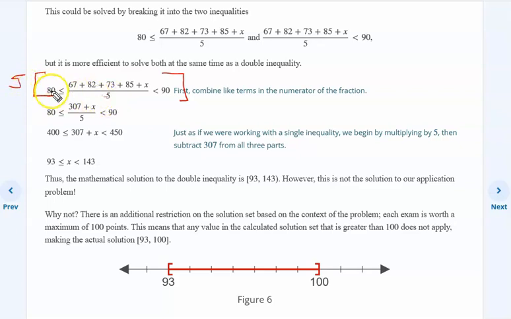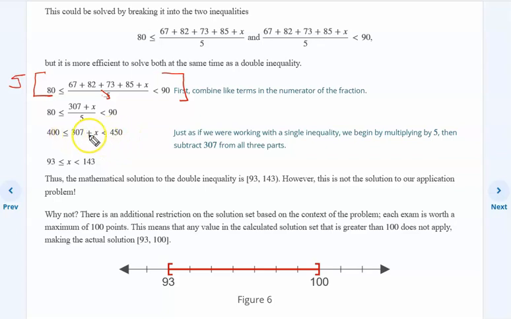So 5 times 80 is 400. Now when I multiply this, and it's one term because of the grouping symbol, by 5, the 5's just cancel out here. So I end up with the sum of this, which is 307 plus the x, which they're showing here, and then 5 times 90 is 450.